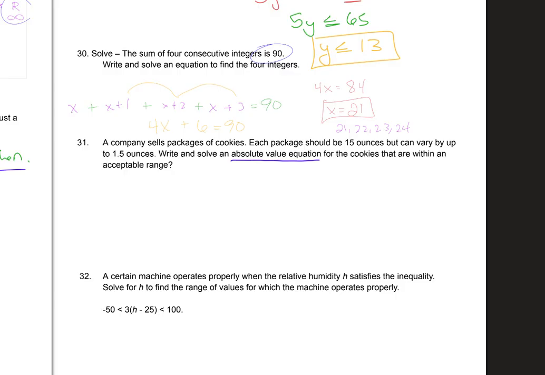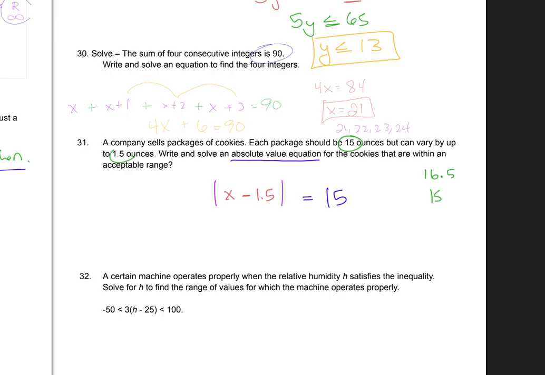Okay, so we want our cookies to be equal to 15 ounces, but they could be off by 1.5. If you're wondering if that's true or if it works, this is where I would say solve it, and then plug in your answers to see. Because I think you understand that a package should be 15 ounces, but every now and then you get one that's maybe 16 and a half ounces.